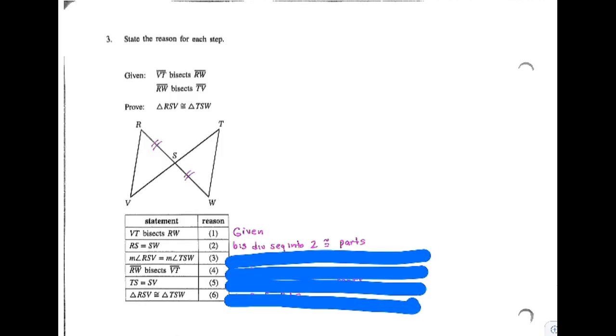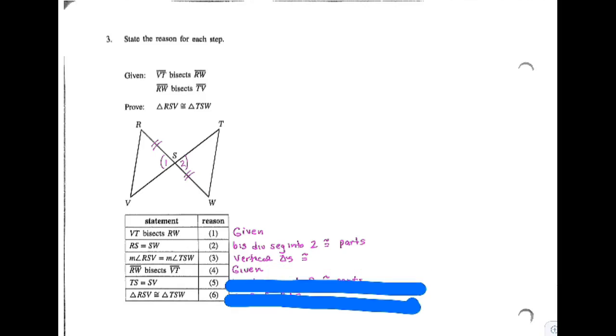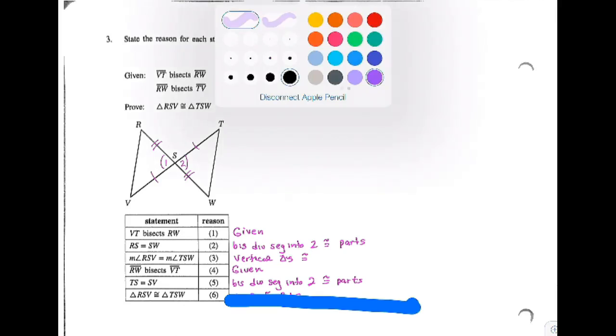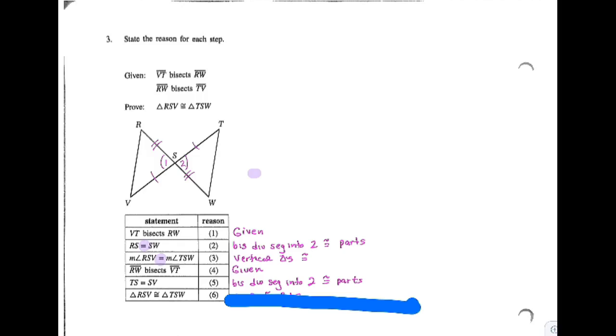The next statement they put is the measure of angle RSV, which is right there, is equal to the measure of angle TSW, which is right there. That's because vertical angles are congruent. They didn't call them 1 and 2, but I marked them that way so you can see them. Next, they go back to another given, that RW bisects VT, and if that's true, then those two sides are congruent right there, which is TS and SV. So we have 1, 2, 3. The triangles are congruent because of side angle side.